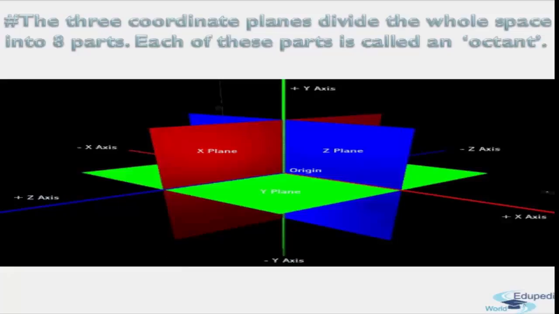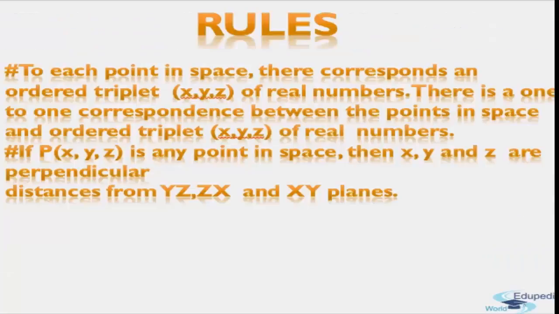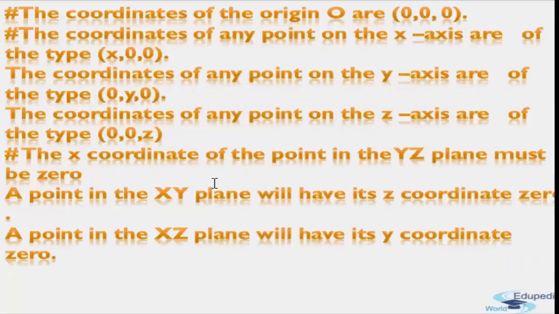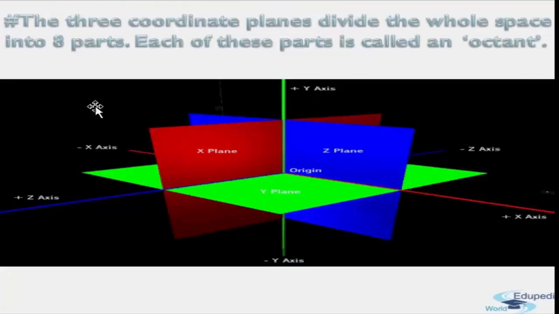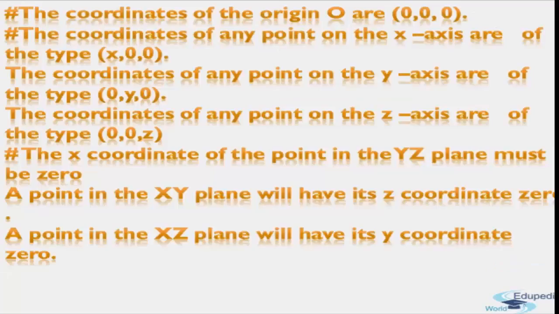Just like that, if we move on from there, we now talk about the x coordinate of the point in the yz plane, which must be 0. If anything is out in the open, of course it's going to have 3 coordinates. On the other hand, if anything is exclusively in the yz plane, it's not going to have an x-axis value.